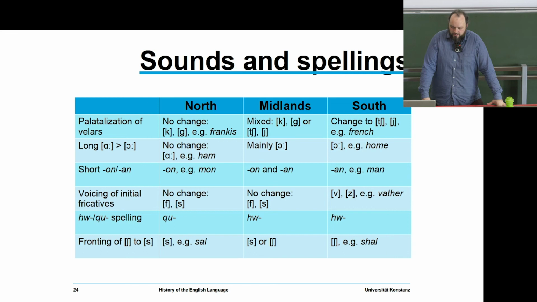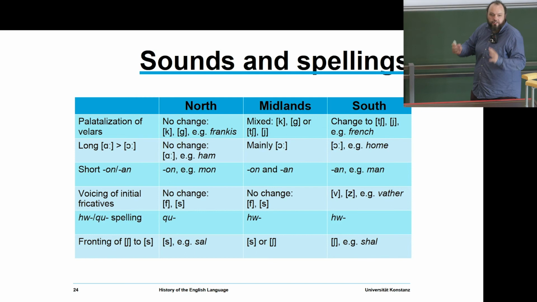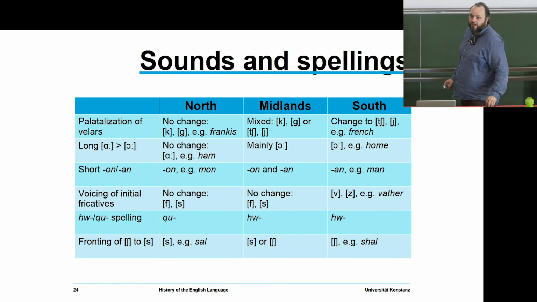In terms of initial fricatives, this is something I've already mentioned. You've got this change only in the south. This is an absolute killer giveaway. If you find this change, you know that you're dealing with a southern text. It can't be anything else. So this is the voicing of initial fricatives, words like vather and vish and zur, rather than father and fish and sir.